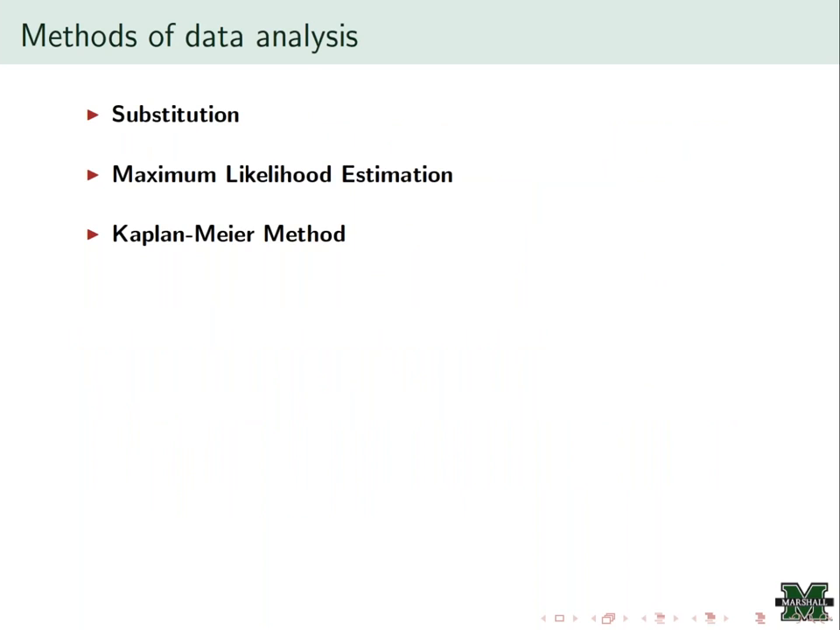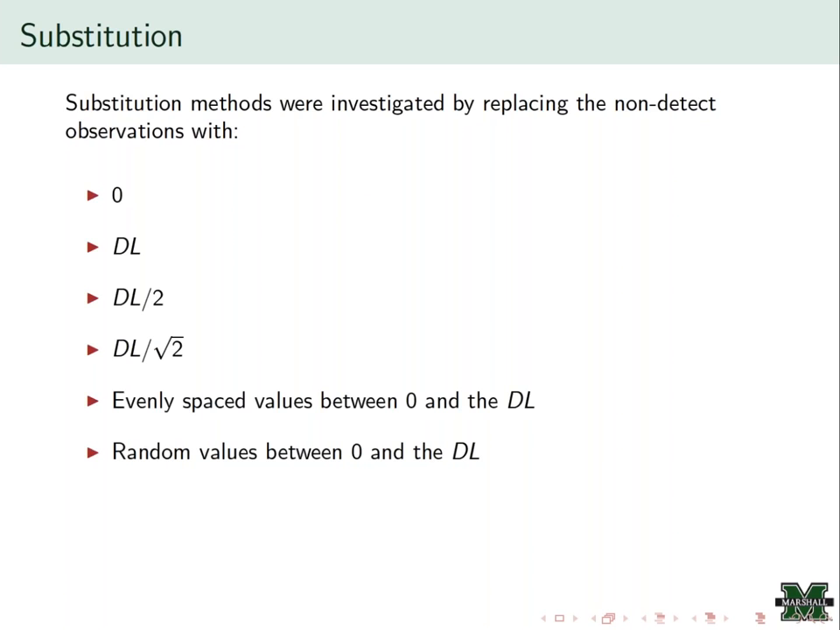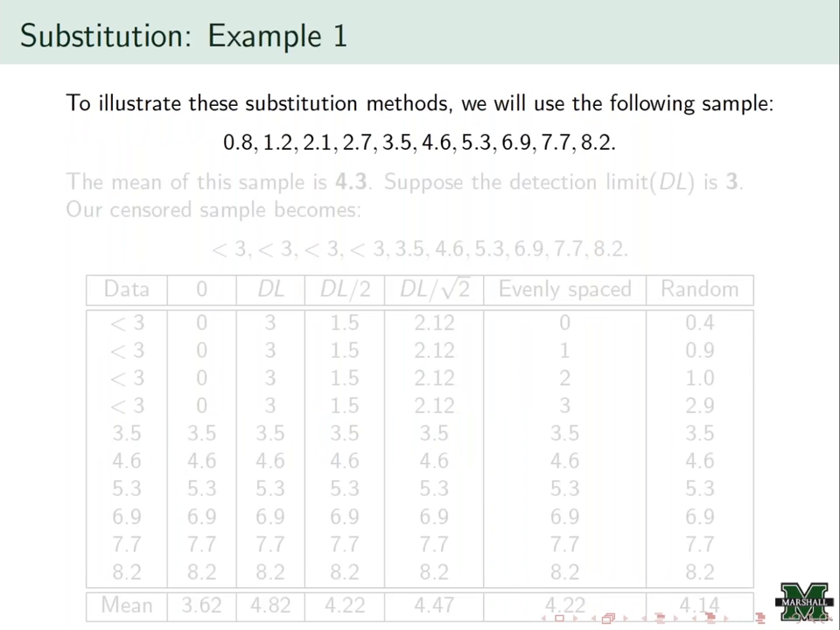I used three main methods in this research, including substitution, maximum likelihood estimation, and the Kaplan-Meier method. The substitution methods were used simply by replacing the non-detect observations with 6 different values of substitution. That included 0, the detection limit divided by 2, the detection limit divided by the square root of 2, evenly spaced values between 0 and the detection limit, and random values between 0 and the detection limit.